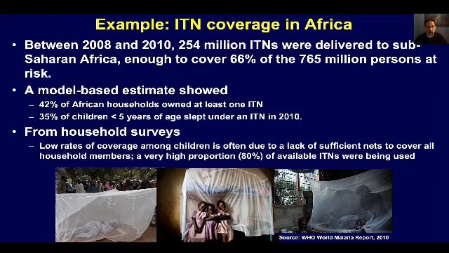But it's also not adequate coverage, and some of the low coverage rates among children is just due to not having enough nets in the household to cover all the household members. It's not because these nets weren't being used. The surveys have found that a very high proportion of all the available nets were being used.